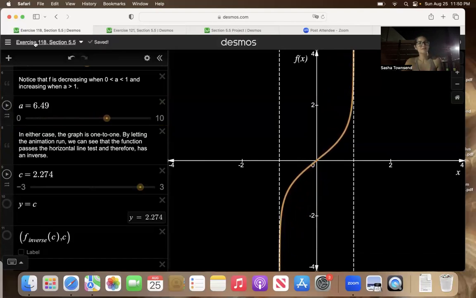All right, so that's problem or exercise 118 from section 5.5, which featured a function that involved a to the x. We were able to graph it using our understanding of limits of functions at plus or minus infinity, and the derivative of a function. Then we were able to say, okay, since the derivative is either always positive or always negative, the function has an inverse, and then we were able to solve for that inverse.